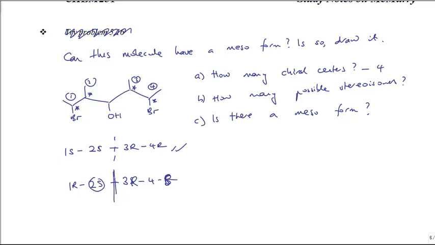So there's the mirror. These 2 centers must be mirror images. And then the 1 and the 4 must reflect each other. Okay? That's it.